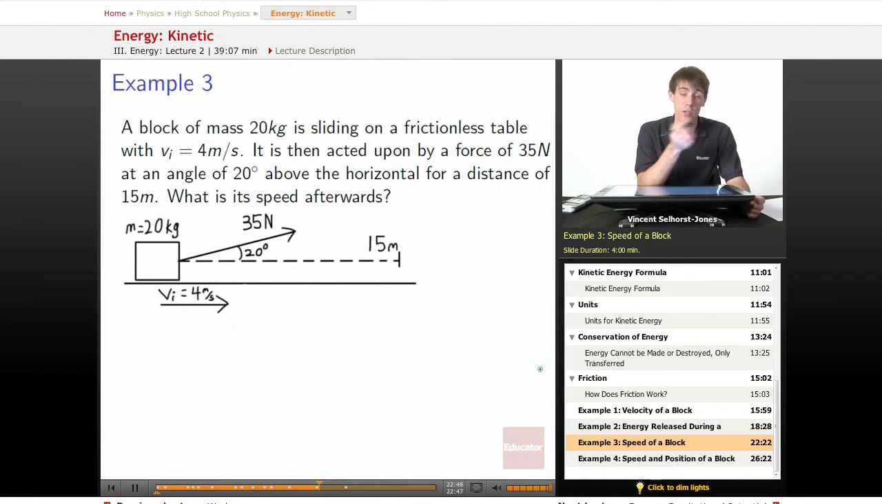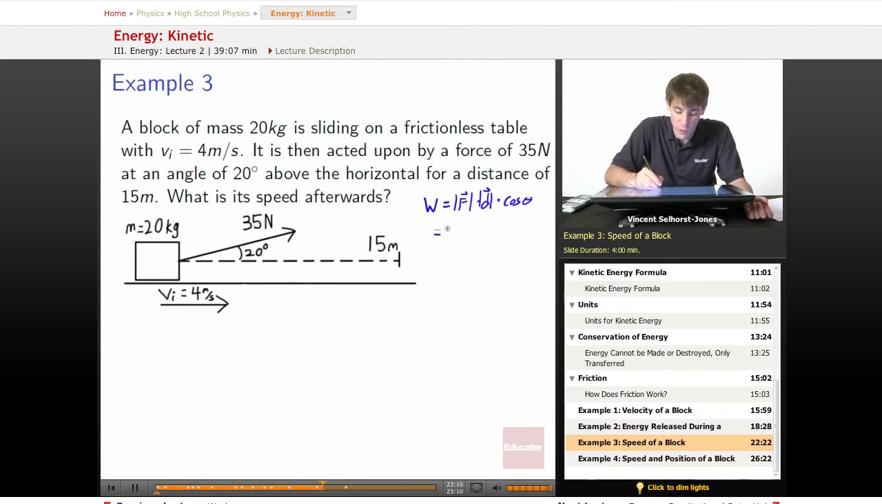What's its speed afterwards? Well, we don't have to worry about the force of friction, so we don't have to worry about the normal force, so we don't have to break down that force of 35 newtons into its components. We just have to figure out how much work it puts into our system. So the work is going to be force times distance times cosine theta. So force magnitude times displacement magnitude times cosine theta.